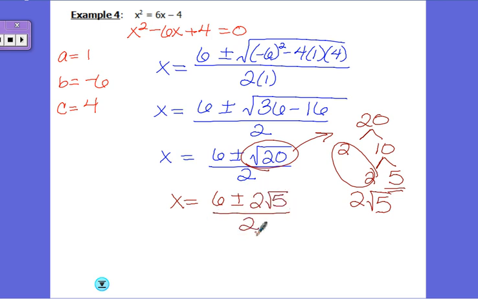over 2. And to simplify, you want to take a look at your 6, your 2, and your 2. Ignore your 5. We cannot simplify that any further. So whatever is inside that square root has to stay. But your numbers outside, if we can, we want to reduce. 6, 2, and 2, a 2 can go into everything. So when we reduce that, we should get 3 plus or minus a 1, but we don't need to write it, square root of 5. So we've got 3 plus or minus square root of 5 for our final answer.